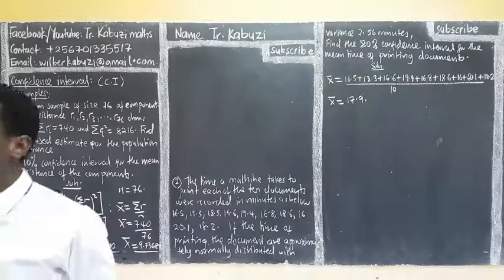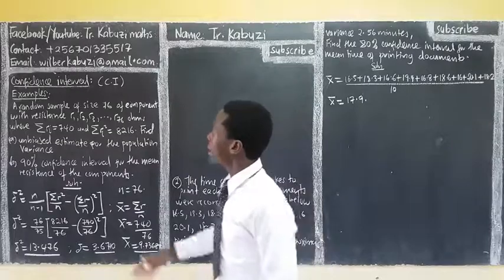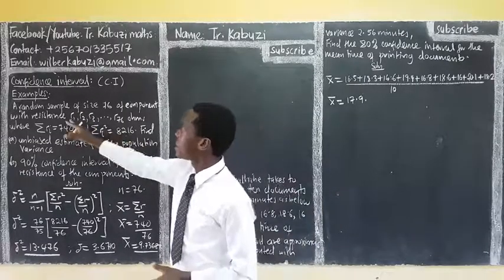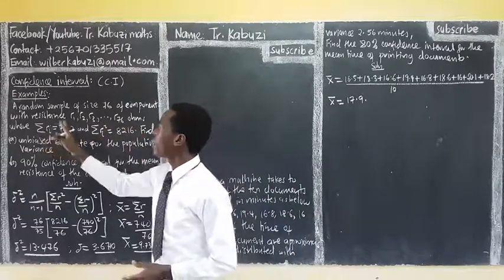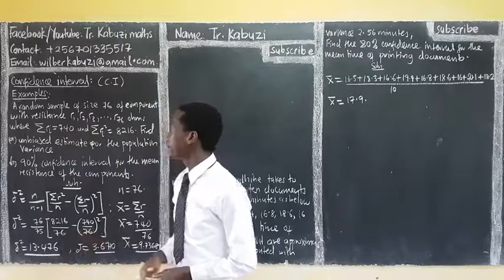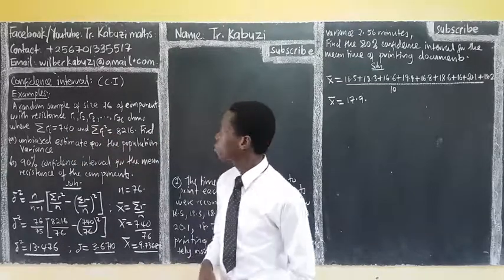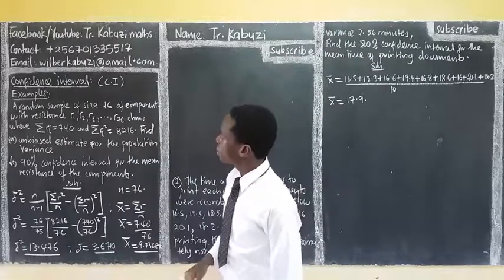So members, let us handle now a wonderful question here, a very nice one. Here they are telling us that a random sample of size 76 of components with resistance R ohms, where when you sum all these you get 740, and when you sum their squares you get 8,216. Find the unbiased estimate for the population variance.